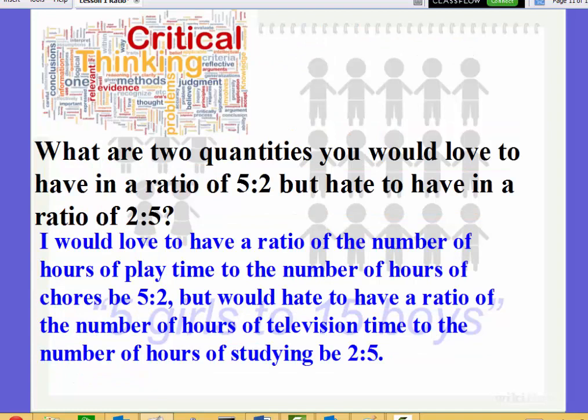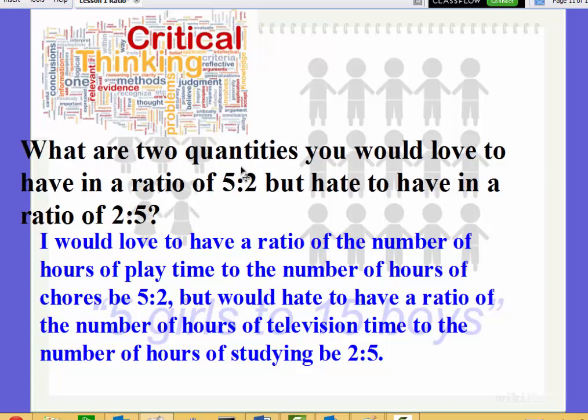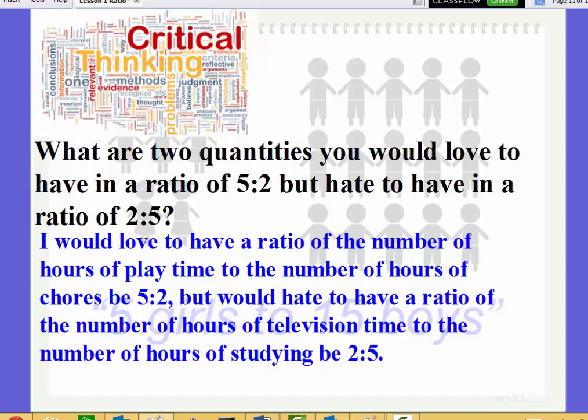Alright, we're almost finished. So, what are 2 quantities that you would love to have a ratio of 5 to 2, but would hate to have a ratio of 2 to 5? So, this is basically going down to, why does it matter if I say 5 to 2 versus 2 to 5? Well, look at this example. I would love to have a ratio of the number of hours of playtime to number of hours of chores to be 5 to 2.